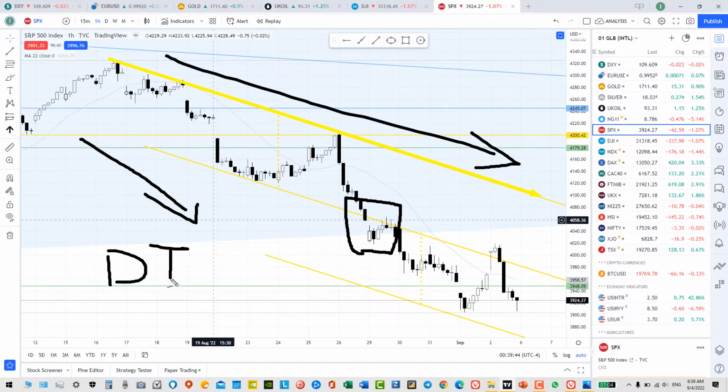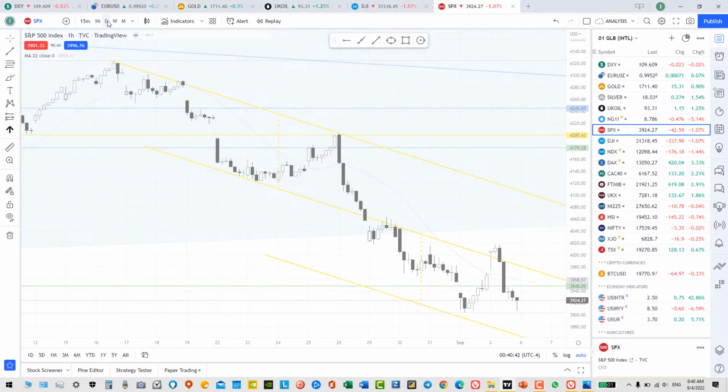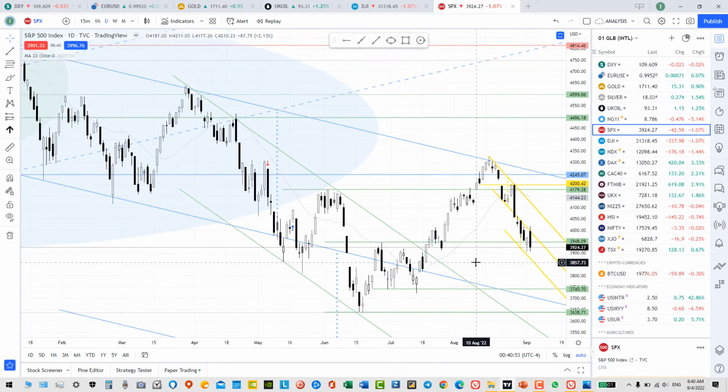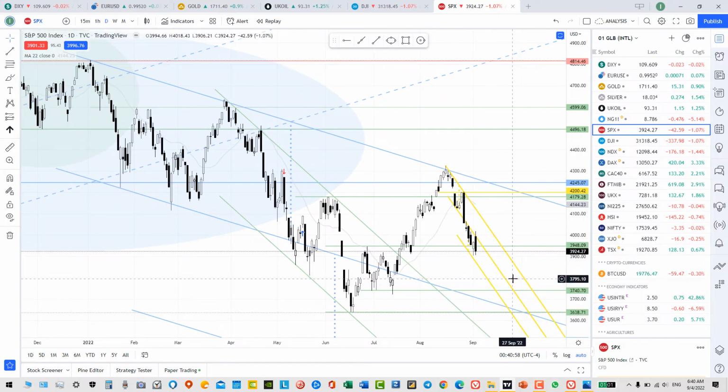Therefore, the break of the channel line is increased strength in the prevailing trend, and this is the case. We can see increased selling pressure, and the sellers still do have the upper hand during the close on Friday. So we expect this impulsive wave to continue towards 3,700, maybe 3,600, maybe less, according to where it reaches the channel line and the time frame at which it will reach the channel line.